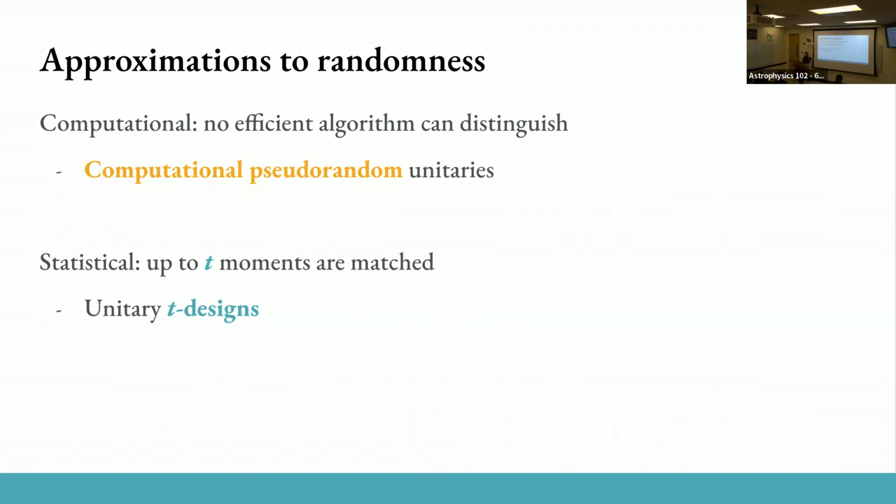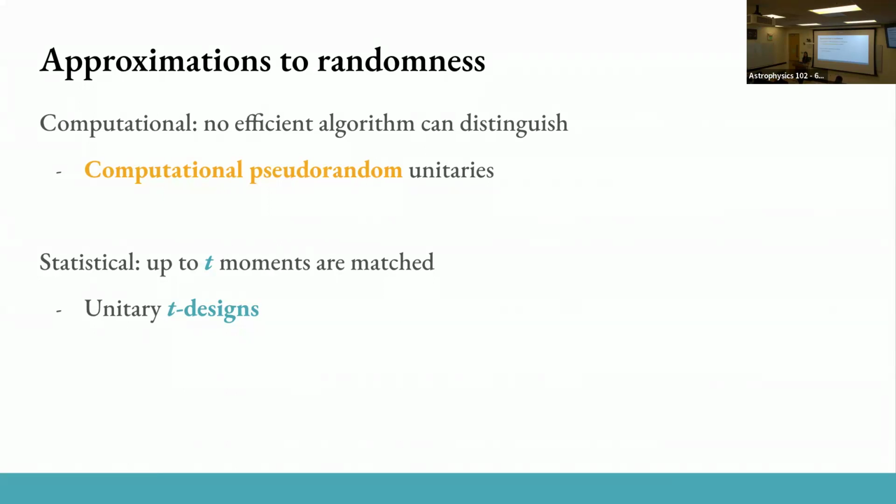But computational pseudorandomness essentially dictates that between your two ensembles, one of which is truly random and one of which is whatever you're constructing, there should be no efficient algorithm with which you can distinguish these two ensembles. So specifically, if you're looking at unitary ensembles, these are what we'll call computational pseudorandom unitaries. This is also a little bit confusing because in the literature, they're also just known as pseudorandom unitaries, PRUs. And if you see PRUs, they're usually referencing the computational sense of the word.